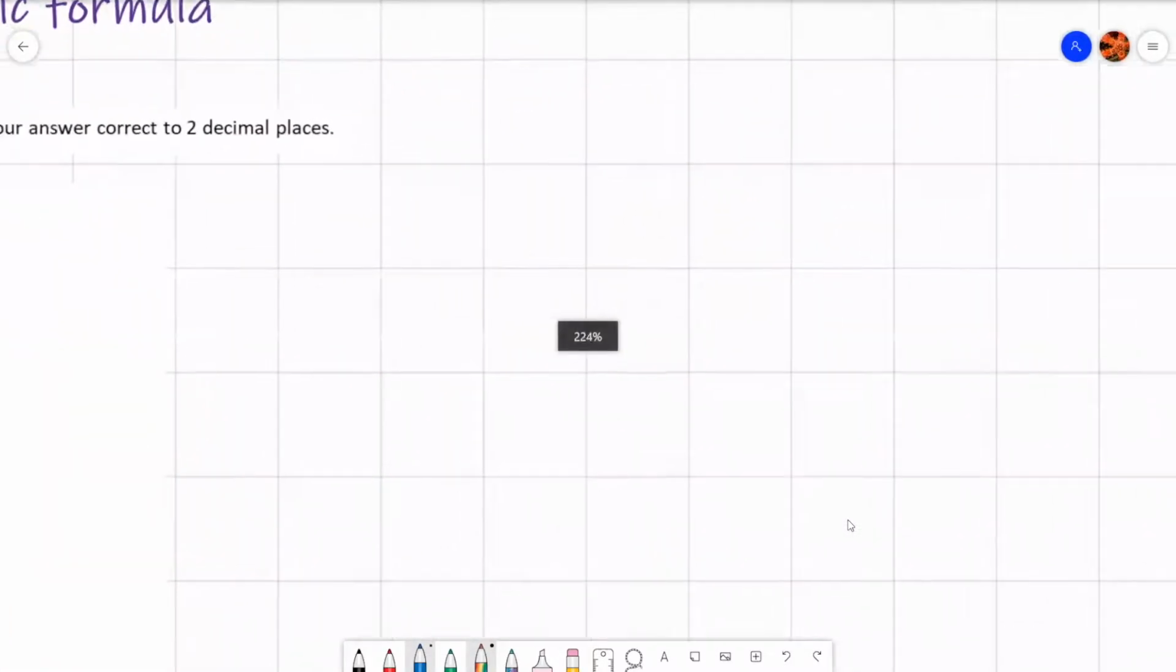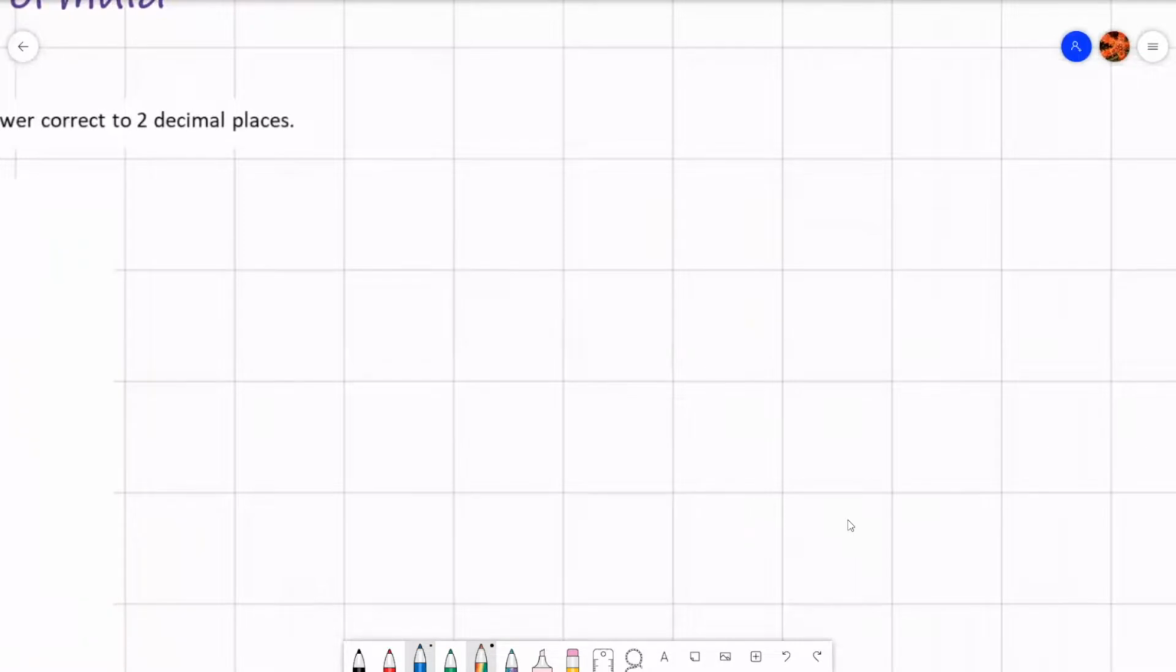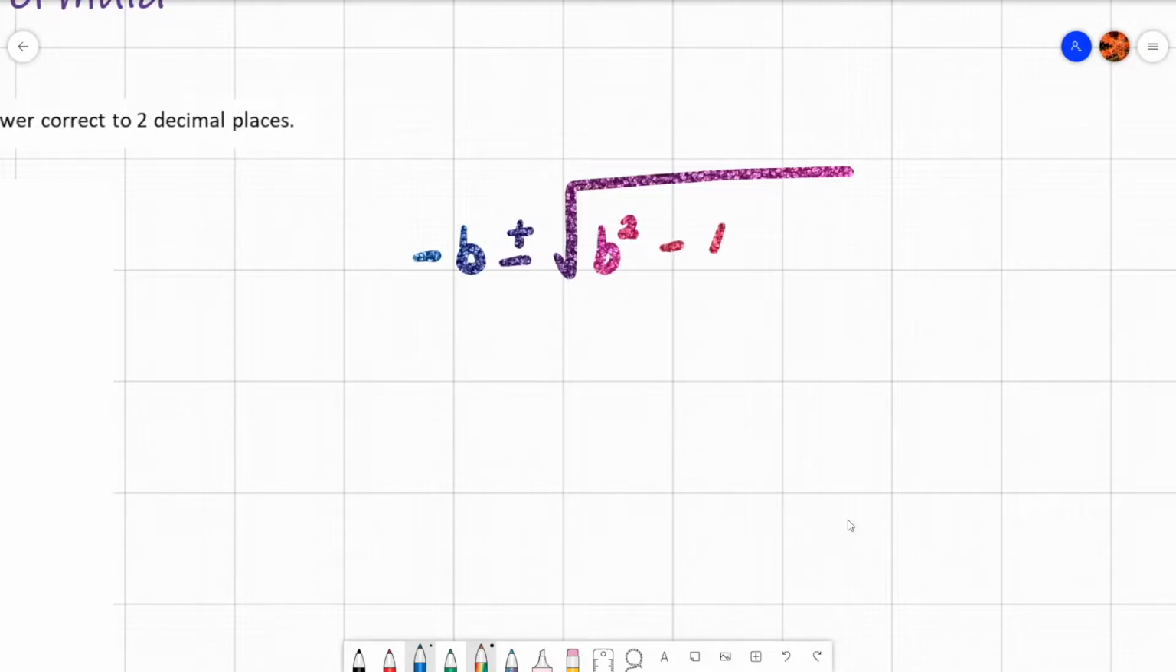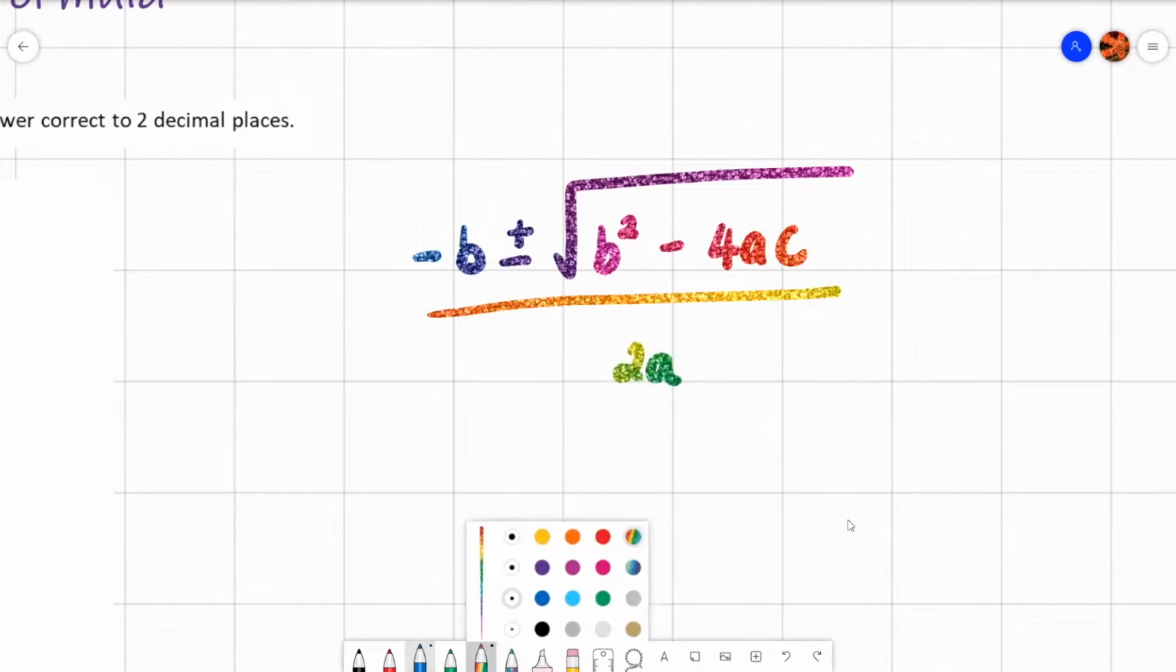First of all, we need to know what the quadratic formula is. So let's write that down now. The quadratic formula is minus b plus or minus the square root of b squared minus 4ac, all over 2a. And as you know in maths, if you've got things next to each other, it means times. So 4ac means 4 times a times c, and 2a at the bottom means 2 times a.